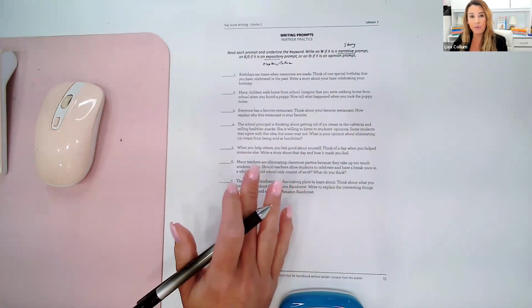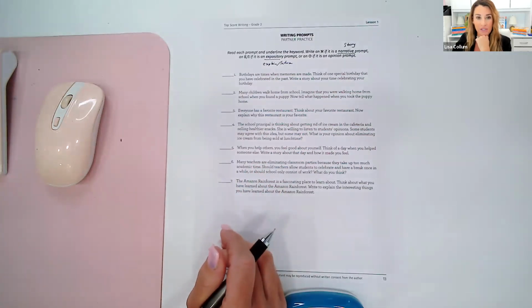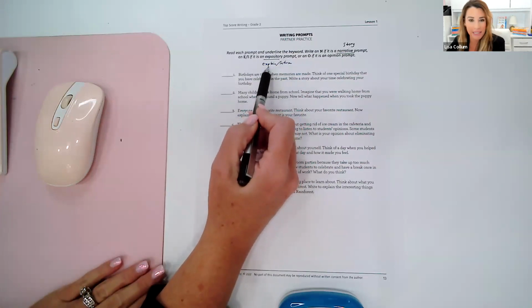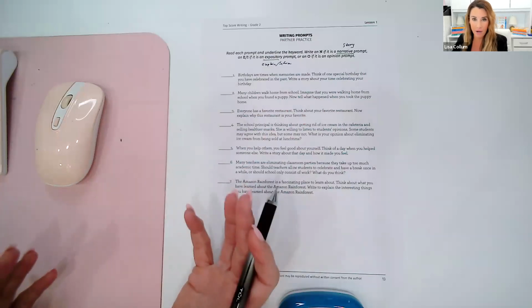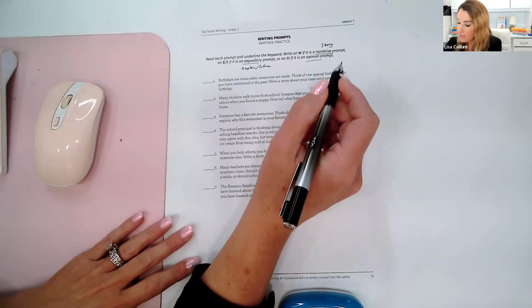Okay, so if you see a prompt that says, write to explain about your favorite place, you know that's going to be an expository prompt because it has the word explain in it. Then there's also prompts that are what we call opinion prompts. Okay, so these are prompts that basically have the word opinion in them.